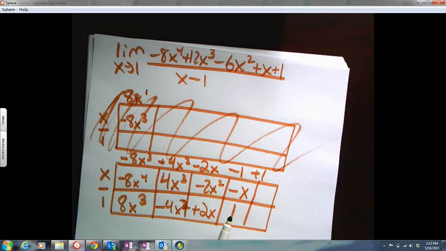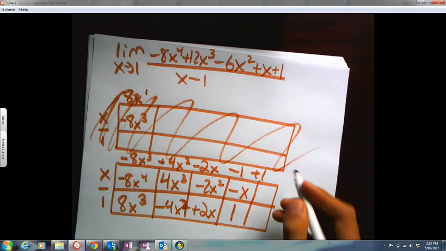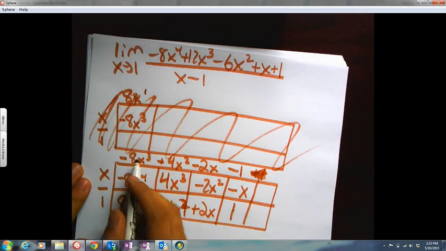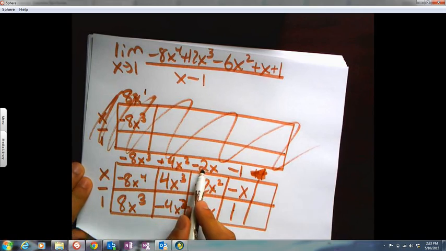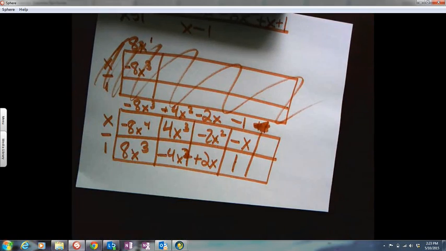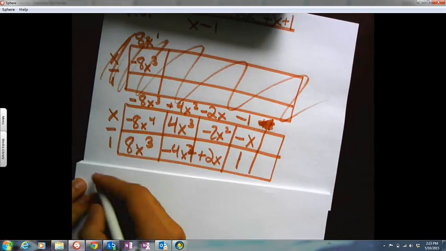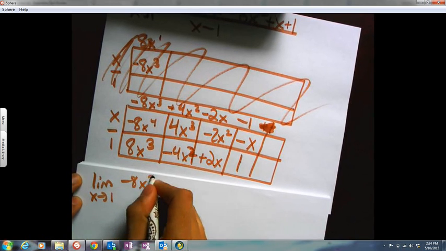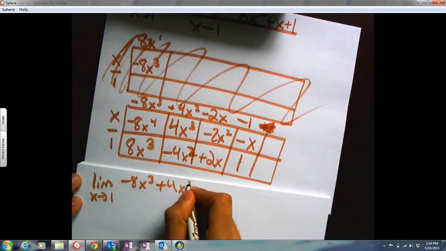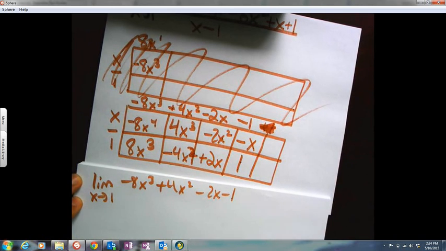Okay, you don't need to put this here, by the way. This right here is what is left over. So negative 8x cubed plus 4x squared minus 2x minus 1. What you really have is the limit as x goes to 1 of negative 8x cubed plus 4x squared minus 2x minus 1, and now you can plug in 1.